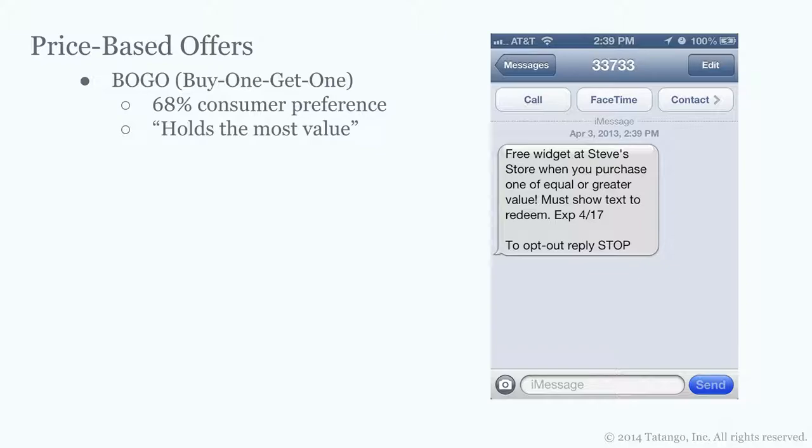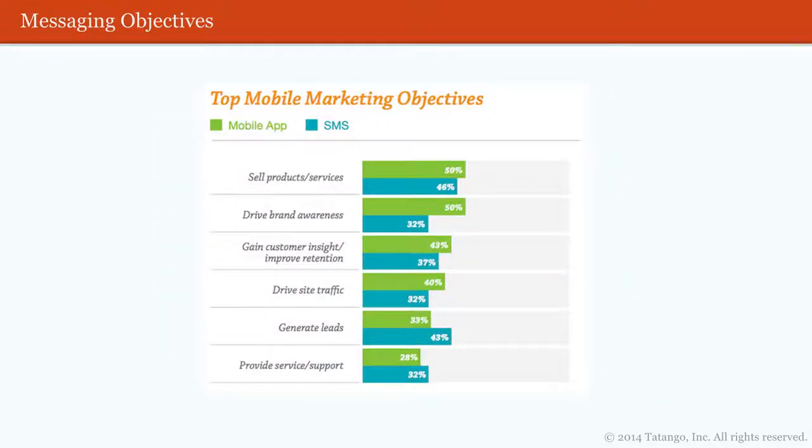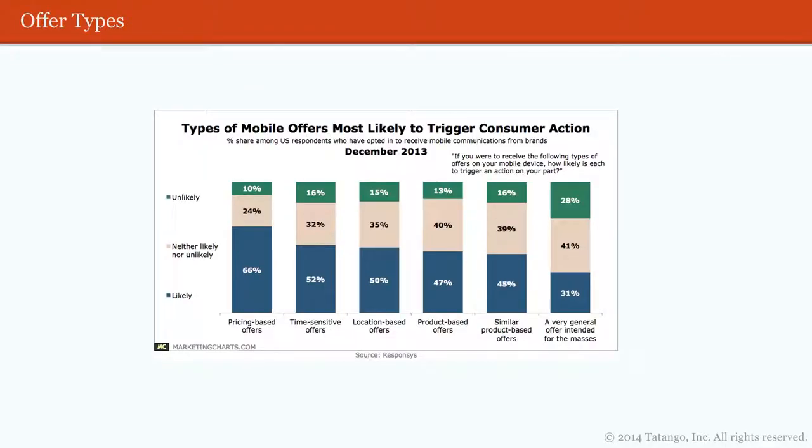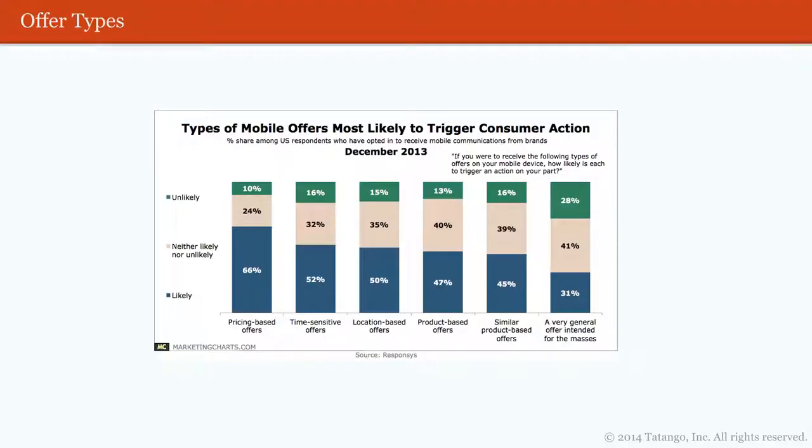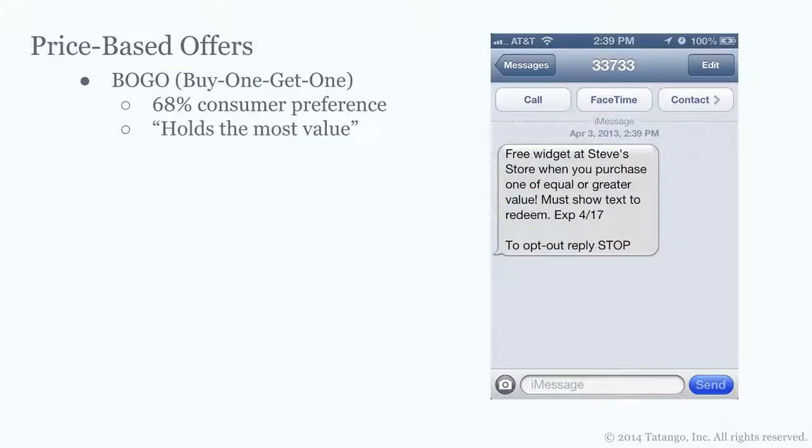If you're just diving into SMS marketing and you're looking to send your first message, my advice would be sell your product in the message, offer a price-based offer, and make it a BOGO deal. It's pretty simple, people. With 68% of consumers wanting a BOGO deal and 66% likely to take some kind of action based off a price-based offer, that should be the first kind of message that you send your customers. And the majority of messages should be focused around this thought process.